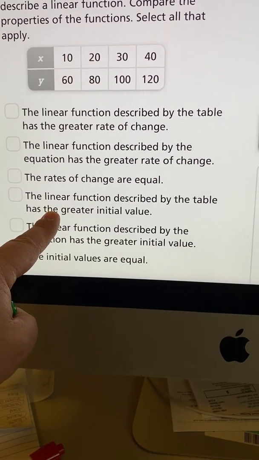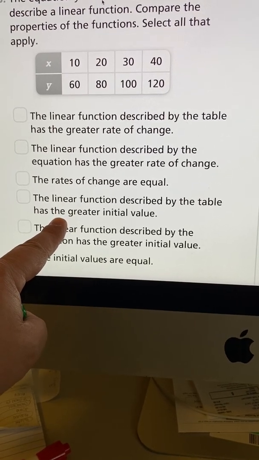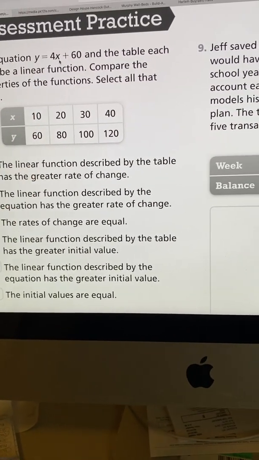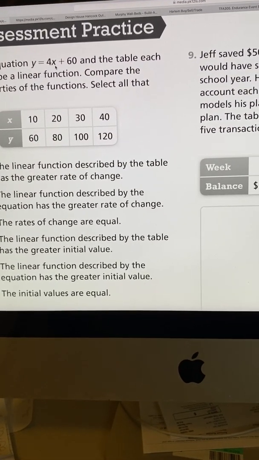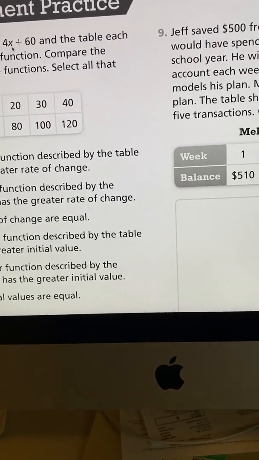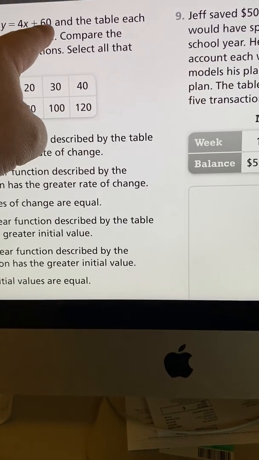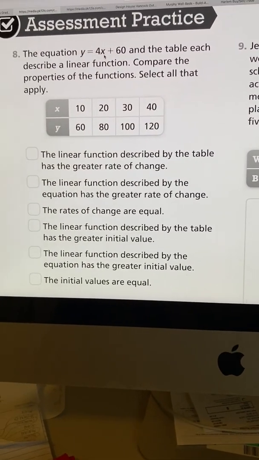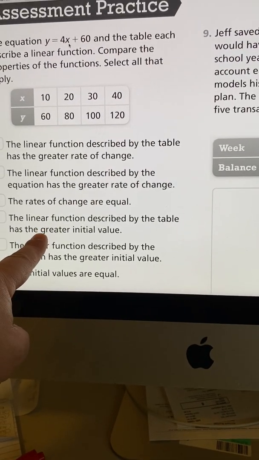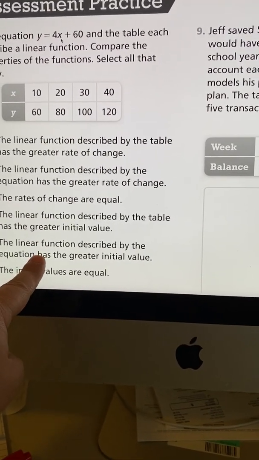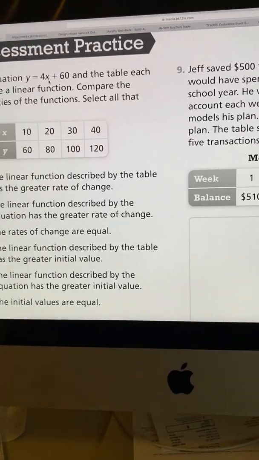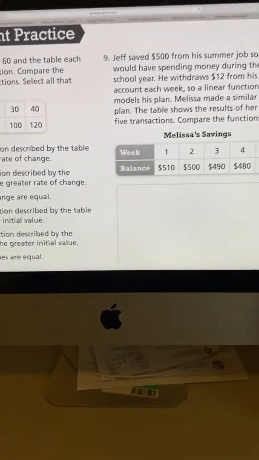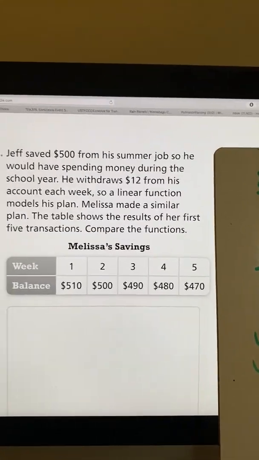No. The linear function described by the table has a greater initial value. Okay, if this is going up by a rate of change of 20 and it's going up by 60 to 20, all of this, if I put 10 into this one, that's my starting point is 60. This is definitely below 60. It's only at 60 after 10. So the linear function described in the table has a greater initial value? No. Linear function described in the equation has a greater initial value? Yes. The initial values are equal? No. Okay, makes sense? Let's go on.